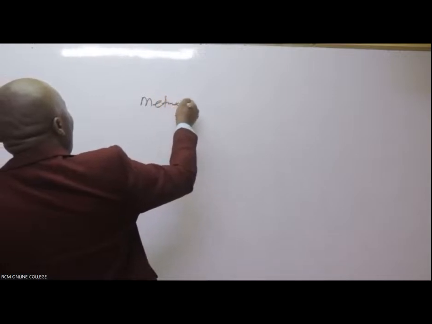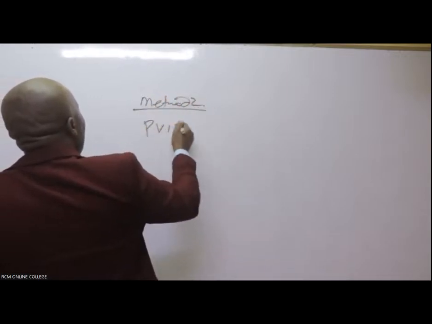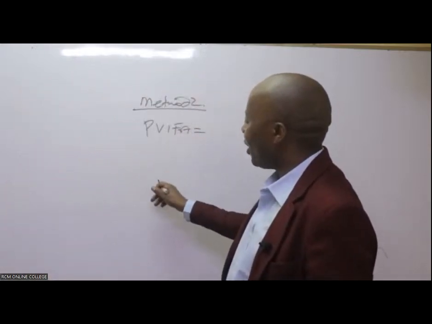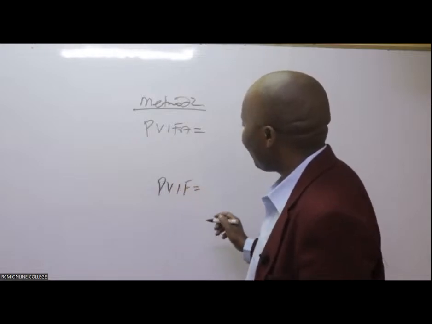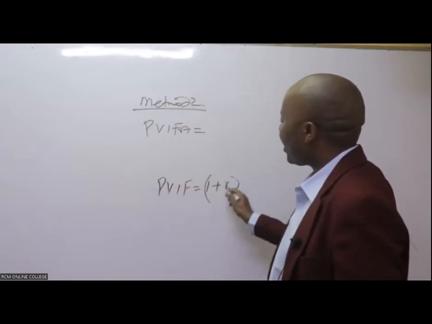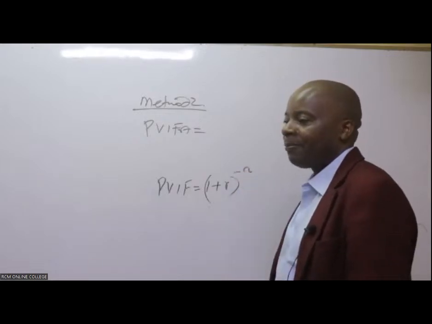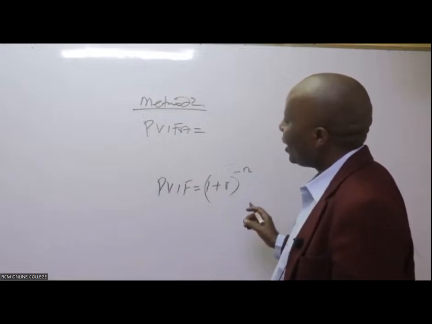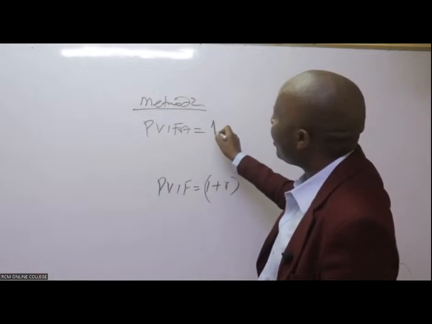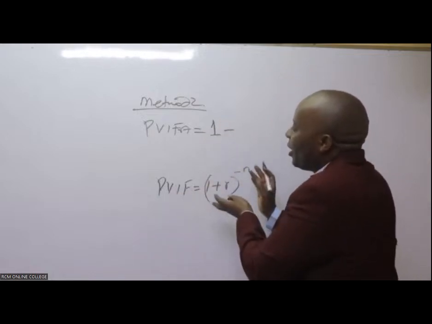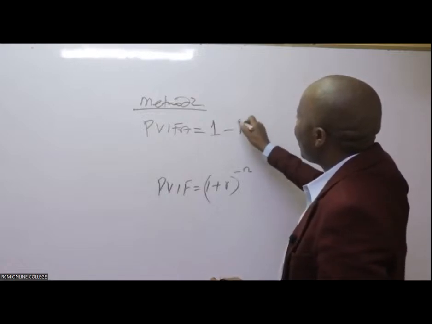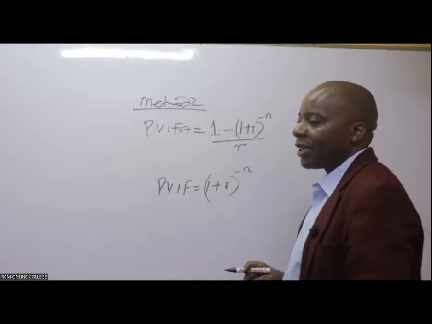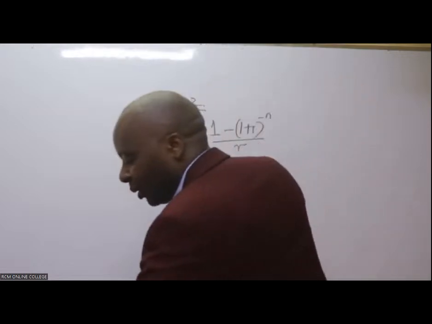Method 2. So method 2, come and give me what we call the PVFA. I like the PVFA formula. Even if you wake me up at whatever time, I know that PVF is 1 plus R raised to negative n. Once you give me PVF, I'll easily give you the PVFA formula, because it is always 1 minus this simple PVF: 1 minus (1 plus R) raised to negative n, and then everything divided by R.